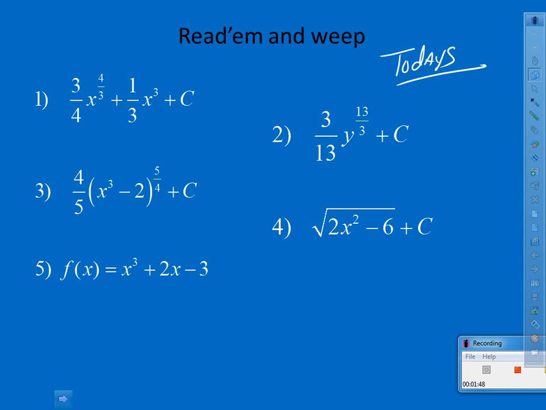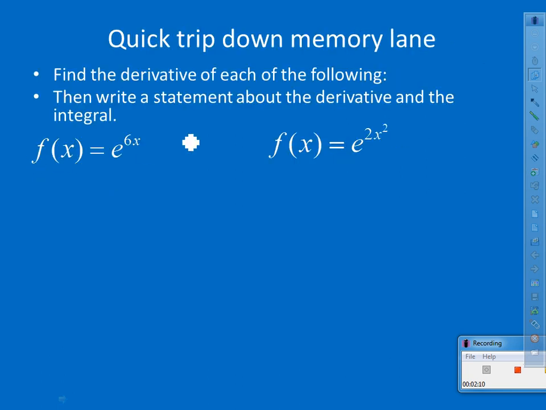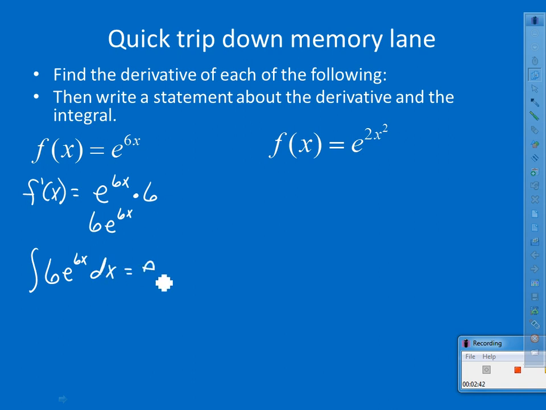So here goes. I'm going to give you f of x equal e to the 6x, and I'm going to find the derivative of this. Trip down memory lane. The derivative of an E function is what you see is what you get, so e to the 6x, times the derivative of the exponent. And the derivative of 6x is 6. So this derivative is 6e to the 6x. Here comes a true statement then. The antiderivative of 6e to the 6x dx is e to the 6x plus c.